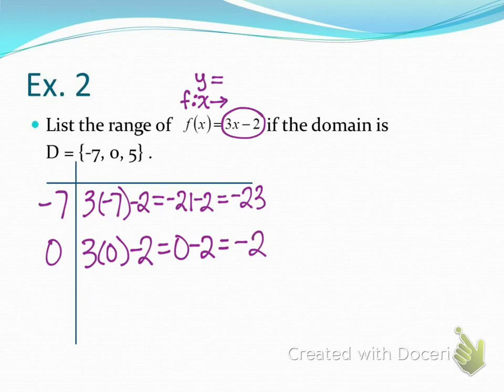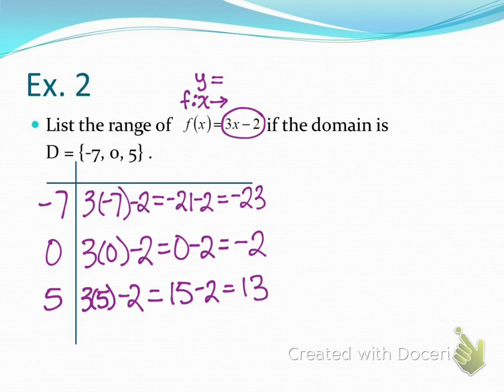What's the last thing I'm plugging in? 5. 3 times 5 minus 2. We start with the multiplication. 3 times 5 is 15 minus 2 is 13.